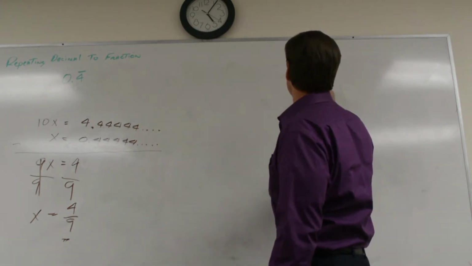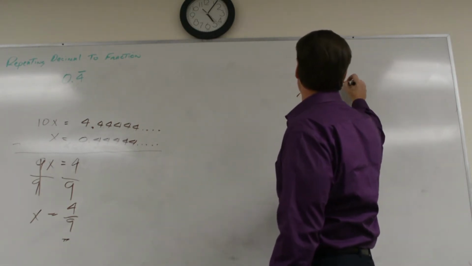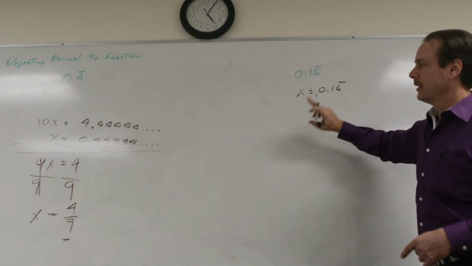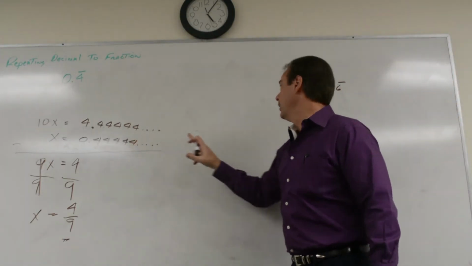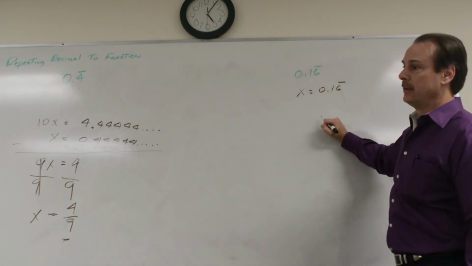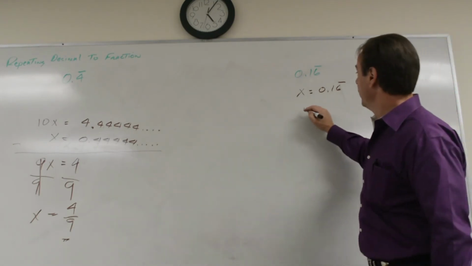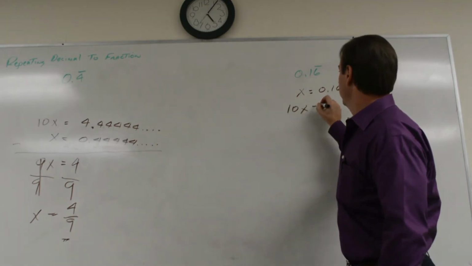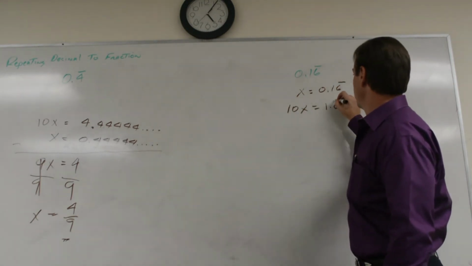All right, let's start out this way. x equals 0.16 repeating. We want to get, for our subtrahend, or what we're going to subtract away, we want to first get the 1 to the other side. So how do we do that? Multiply both sides by 10, right? So 10x equals 1.6 repeating.